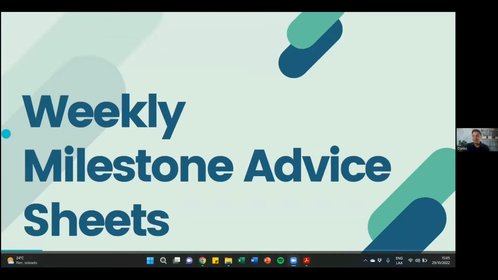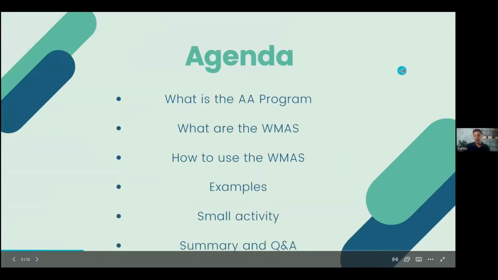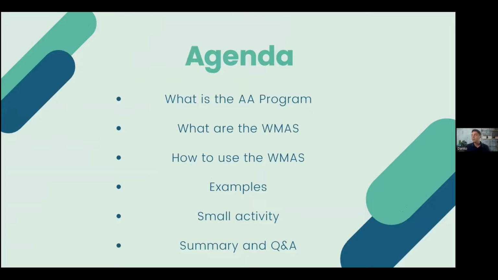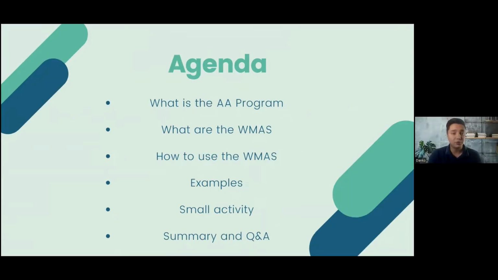All right. So, today we have something for you. We want to talk about the weekly milestone advice sheets, what they are, where you can find them, and how to use them. So, quick agenda for today. First, we'll talk about what the program is. This is very relevant in order to understand what these weekly milestone advice sheets are. Please confirm that you are seeing my slides, right? Yes, I am. Okay, perfect. Then we will talk about what these weekly milestone advice sheets are and how to use them. We'll take a quick look at one or two examples. Then Eva has prepared a small activity for you. And at the end, we'll have questions and a quick summary of what we covered today.